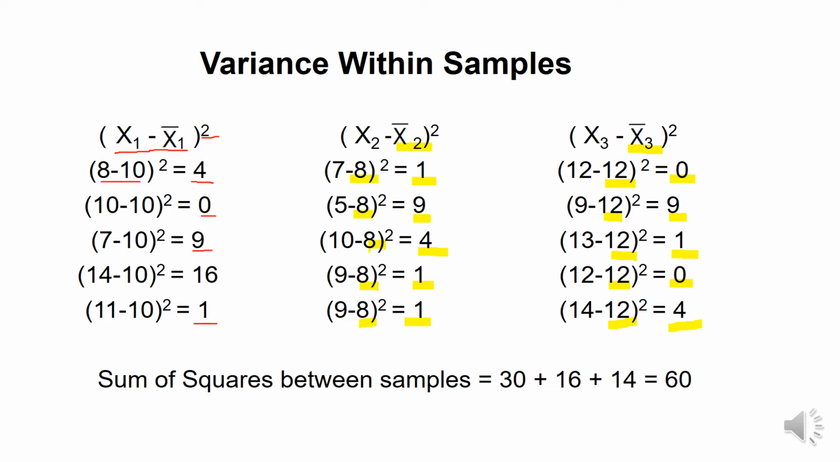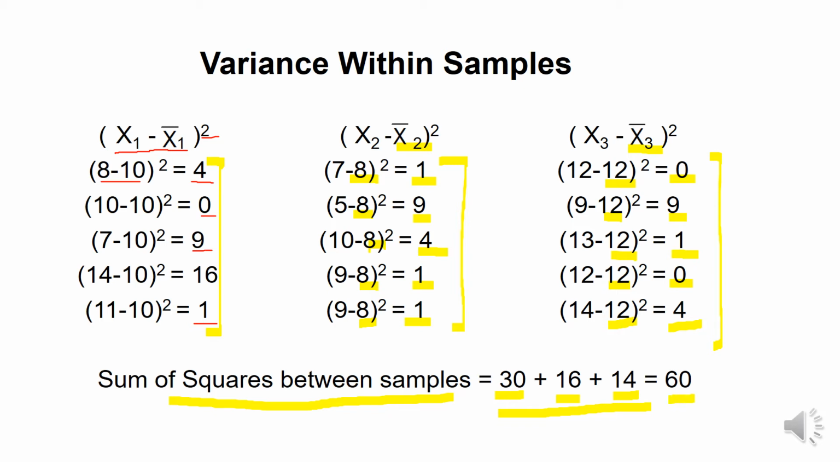This means the sum of squares within samples is equivalent to the addition of values for variable 1, that is 4 plus 9 plus 16 plus 1, which is equivalent to 30, plus the values for variable 2, that is 1 plus 9 plus 4 plus 1 plus 1, which is equivalent to 16, and for variable 3, that is 0 plus 9 plus 1 plus 0 plus 4, that is equivalent to 14. When you add all these values, 30 plus 16 plus 14, this gives you a value equivalent to 60.